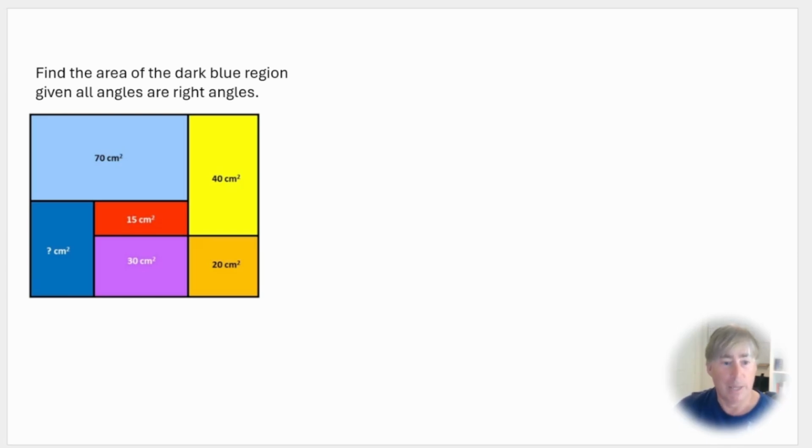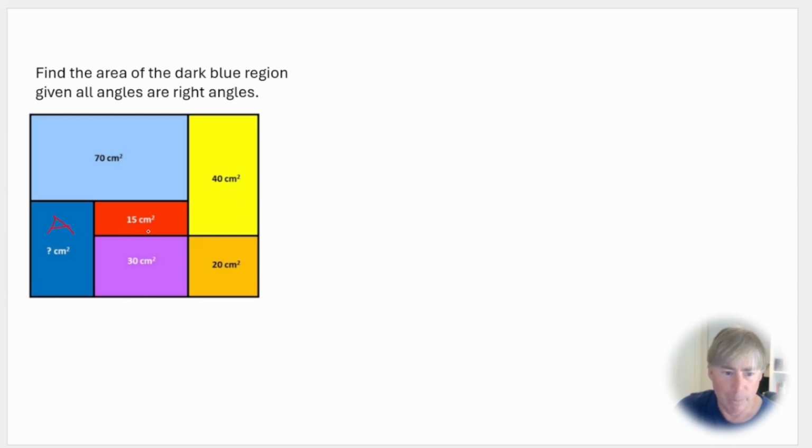So what we have is a bottom left unknown rectangle in dark blue. I'm just going to label that capital A, as I like to label unknown areas. And we've got a series of other areas we do know: 20, 40, 15, 30 and 70. The key to this is the fact that some of them share common widths, and the fact that they're scaled up areas.